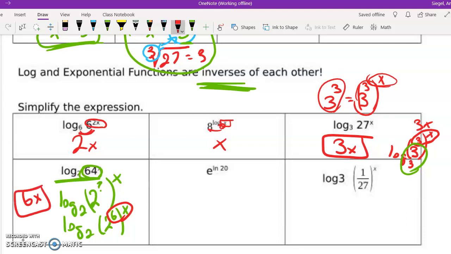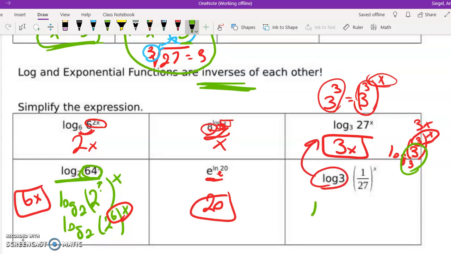Okay, this one, just like the bases are the same here, don't forget that the natural log has a base of e. So these are the exact same type of problem, and our answer is going to be 20. This one is very similar to that one. Let's do it in a different color. I want to make sure this 3 should be a subscript 3. It didn't turn out that way.